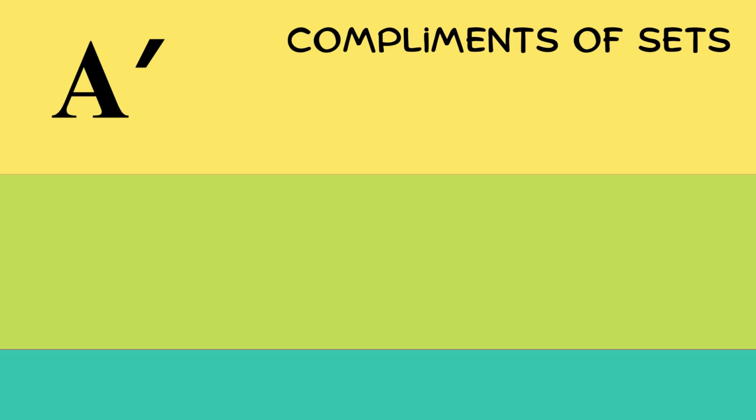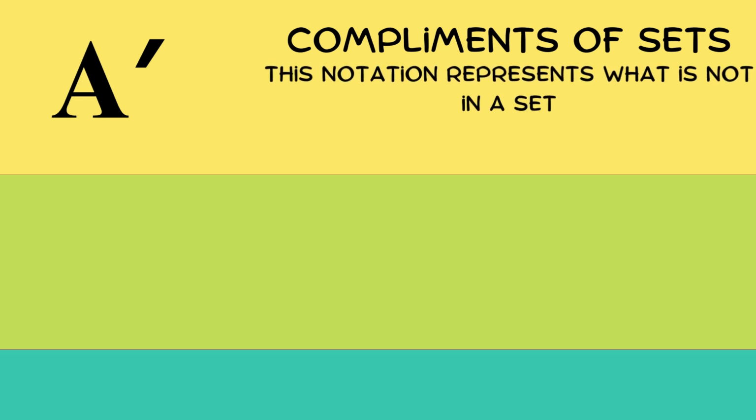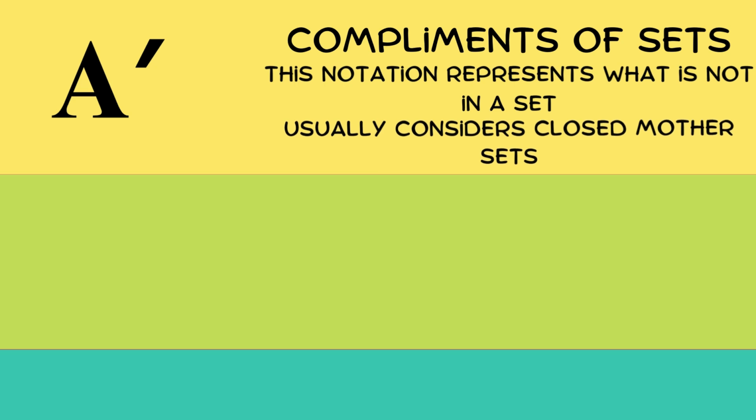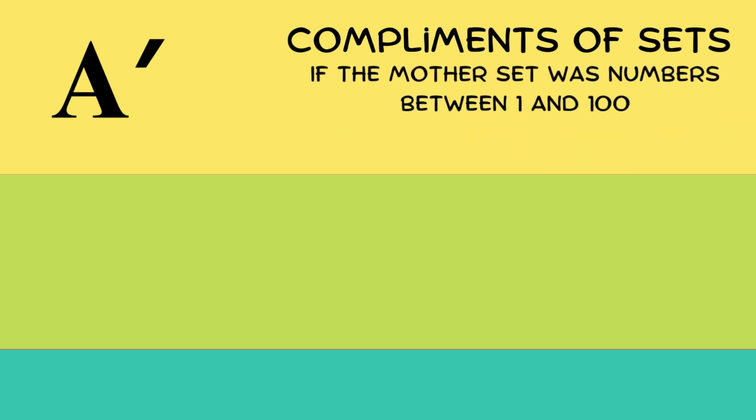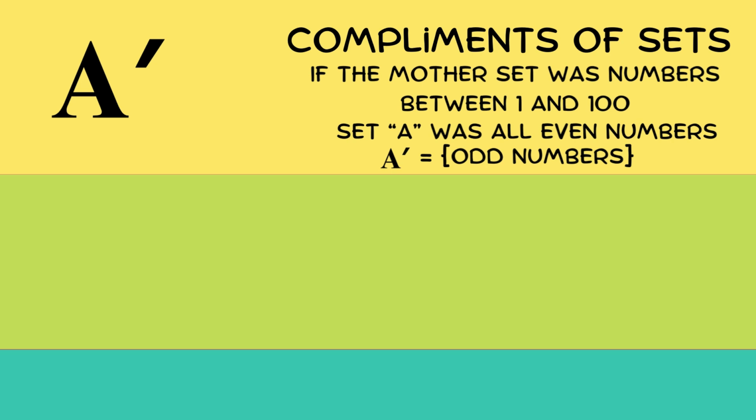Similarly to the previous notation, there are also what is known as complements of sets. This notation represents what is not in a particular set. This notation usually differs from the previous one when we are considering closed universal sets. For example, if we were to say the universal set is all numbers between 1 and 100 and set A is all even numbers, then the complement of set A, indicated by an A, is any number that is not in set A, which would be odd numbers.